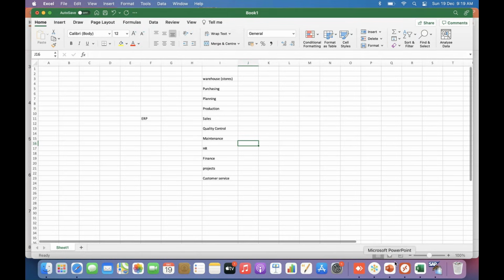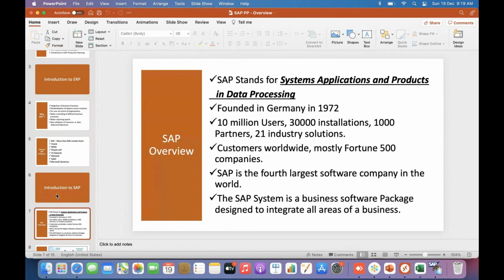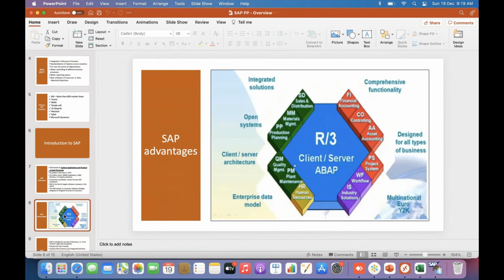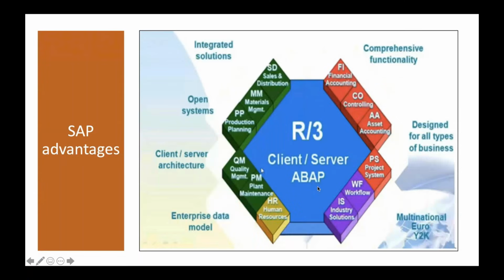Okay, so now let's move on. Why is SAP number one? You have a lot of ERP products in the market, but among all those, why has SAP become number one? The reasons are these. It provides integrated solutions.